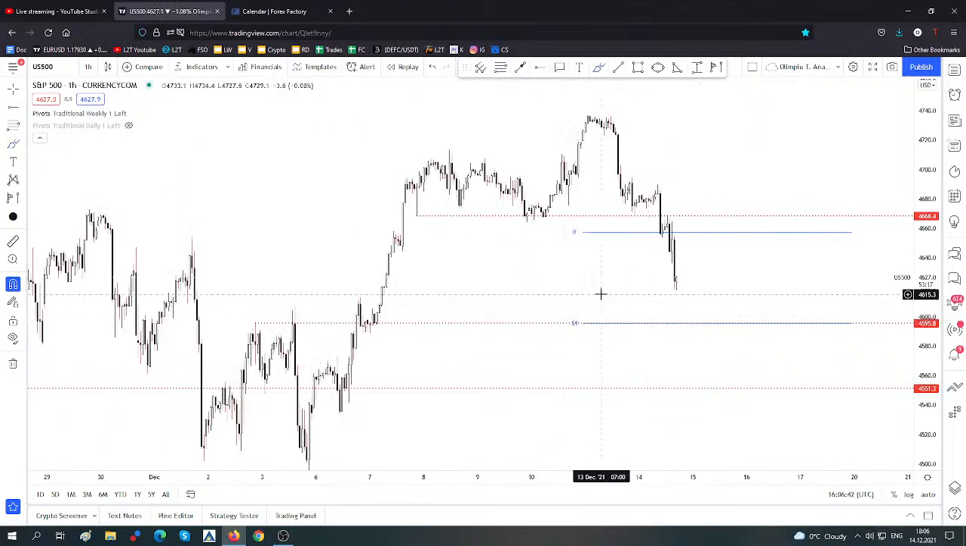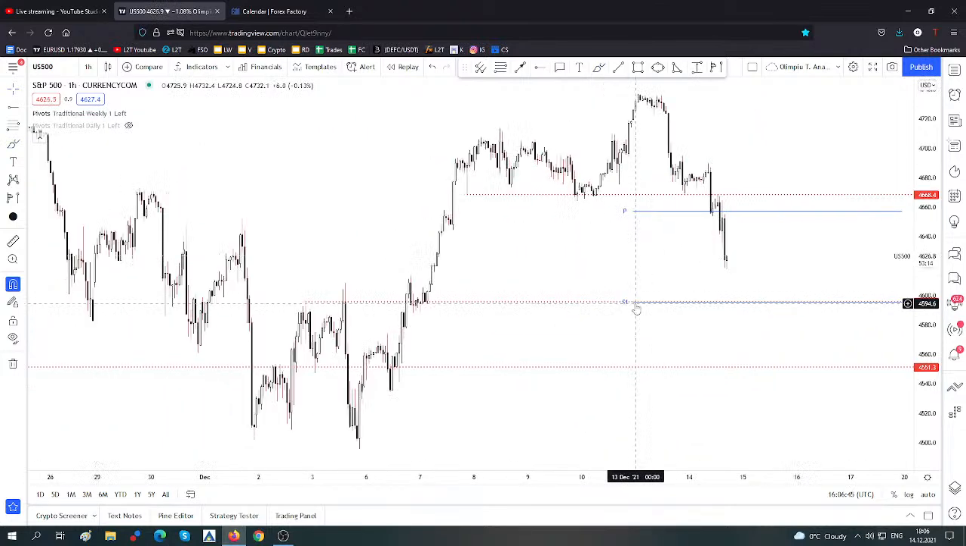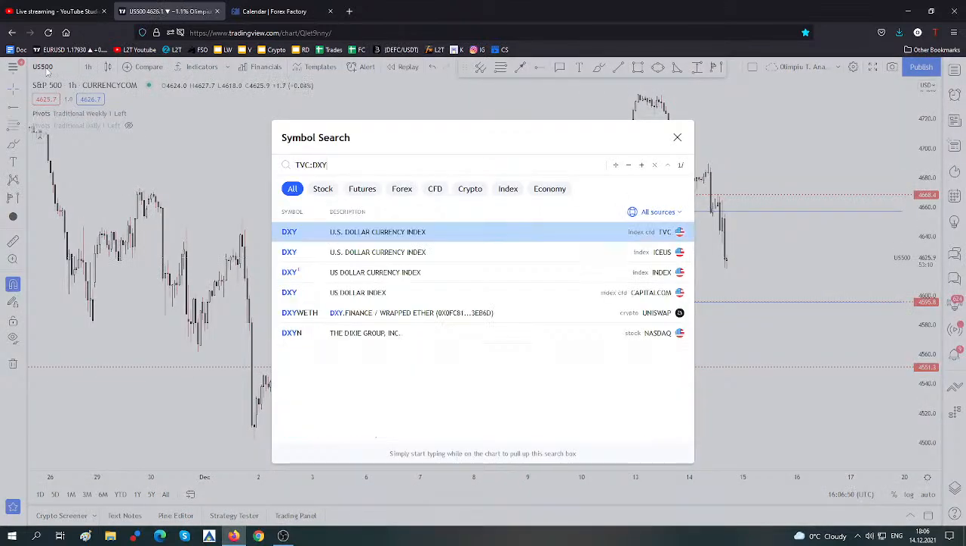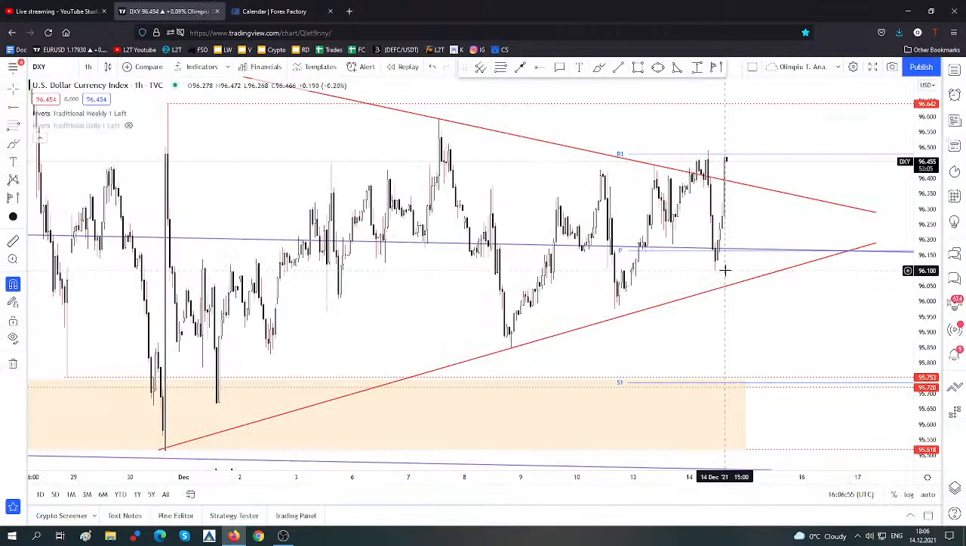So that's why I don't want to go long. And right now, as long as the dollar index continues to grow, maybe I don't want to be long also on US 500. DXY again, let's take a look. So yeah, on 1 hour, strongly bullish.